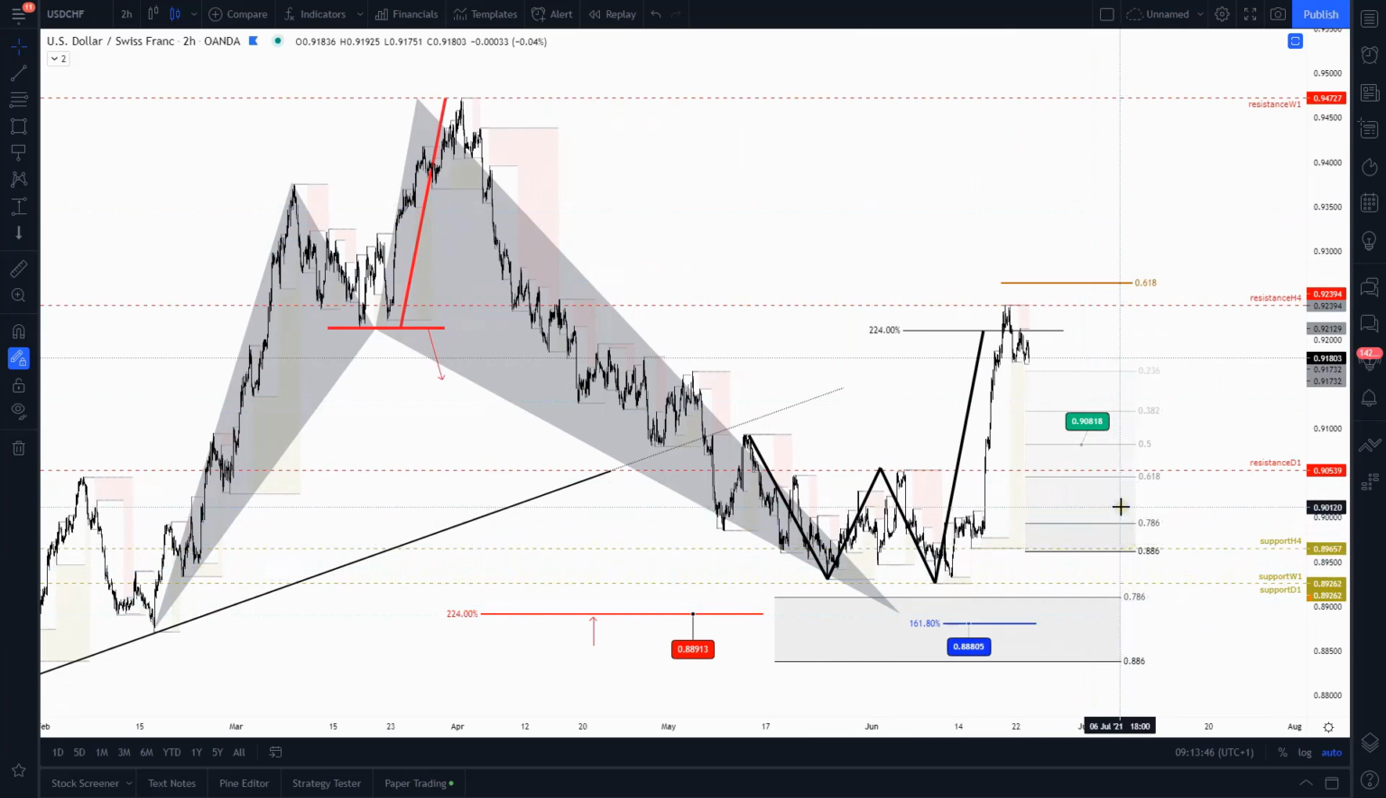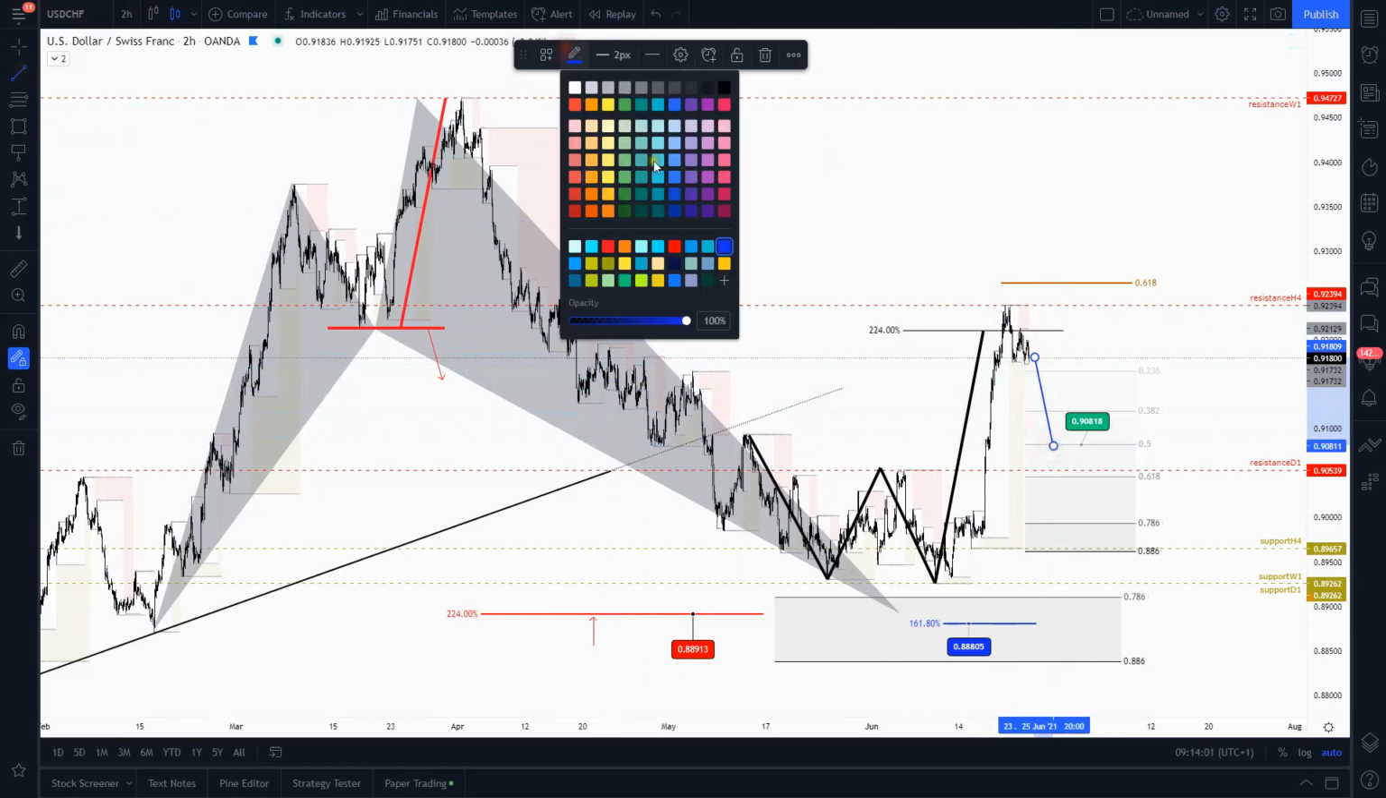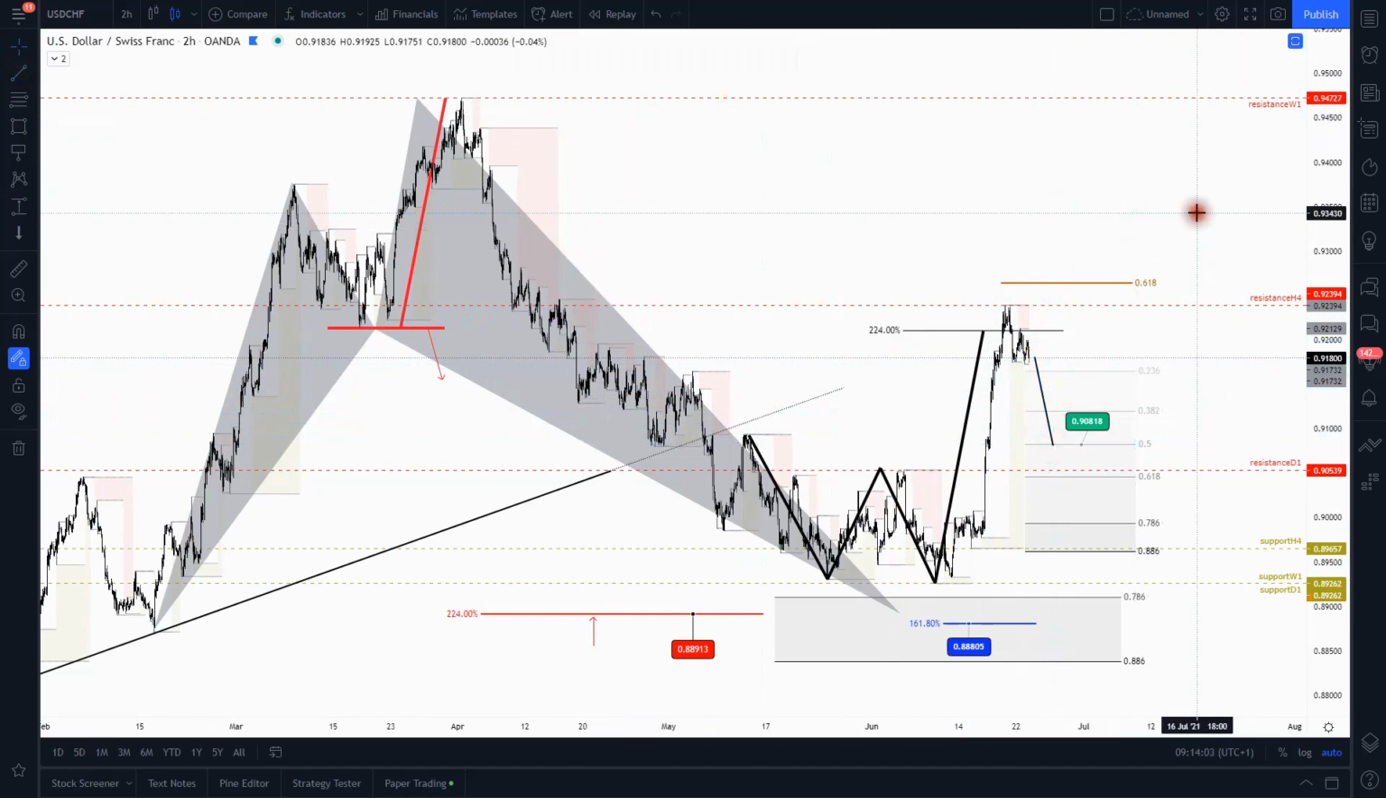Dollar versus CHF has found resistance just a couple of points above the 224% Fibonacci extension level, completing the bearish shark pattern. So basically we wait for the price to fall to the 50% Fibonacci retracement, 90.81.